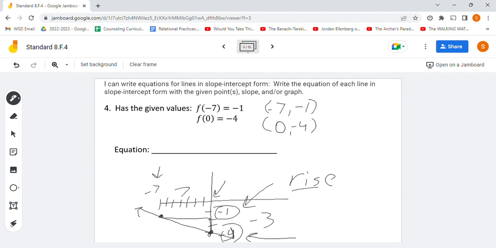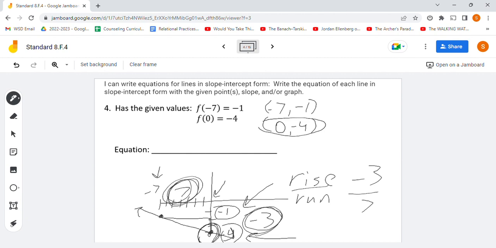Rise over run will get us negative 3 for our rise and 7 for our run. So we now have our slope, and we can see our y-intercept here at negative 4. We can also see it again with the ordered pair right there. So we now have all the information we need. Y equals negative 3/7 x minus 4. And we're finished.